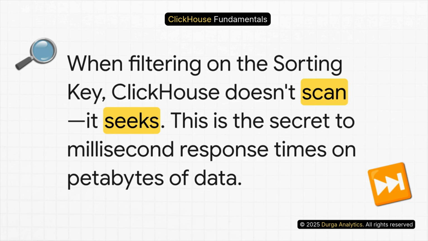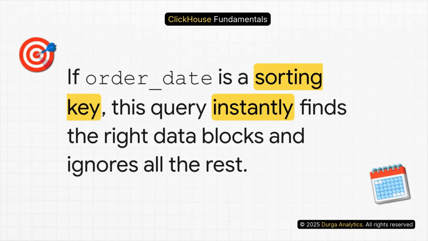It's the difference between reading a whole textbook from cover to cover versus just using the index to find the exact page you're looking for. So for example, if order date is the first column in your sorting key, this query is blazing fast. ClickHouse looks at its index, figures out exactly where the data blocks from March 1st, 2026 are, and it completely ignores everything else on the disk.